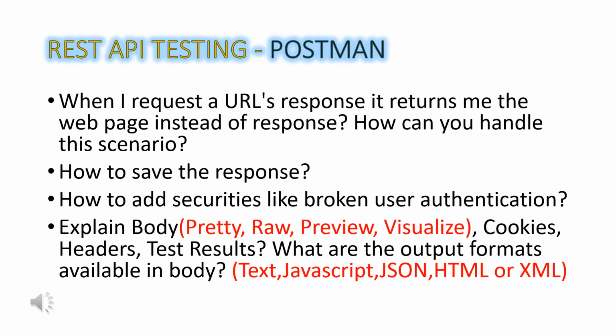The second one is how to save the response. Postman offers many saving options for the response, so you can check with that and tell them. The third one is how to add security, like broken user authentication. Broken user authentication is a separate topic, and you need to learn it for adding security.